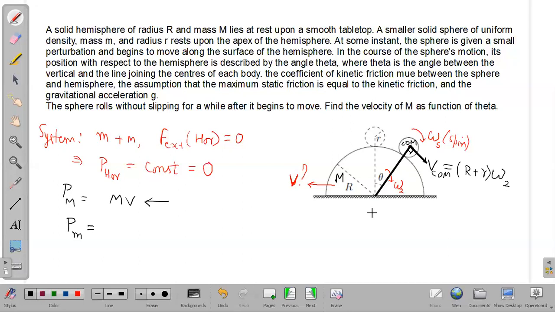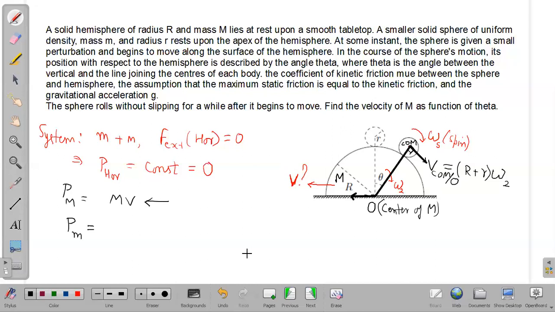But remember one thing, this is not the velocity of center of mass in the frame attached to the ground, because this radius vector starts at point O and goes to the center of mass. This point O is moving to the left side. It is not a stationary point. Point O is the center of the hemisphere, the center of capital M, and it is also moving to the left. So this velocity of center of mass is relative to point O. That is not the absolute velocity of center of mass.